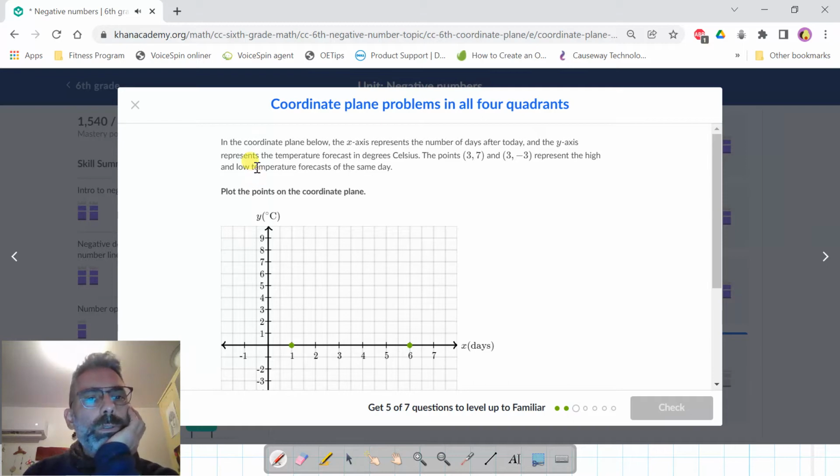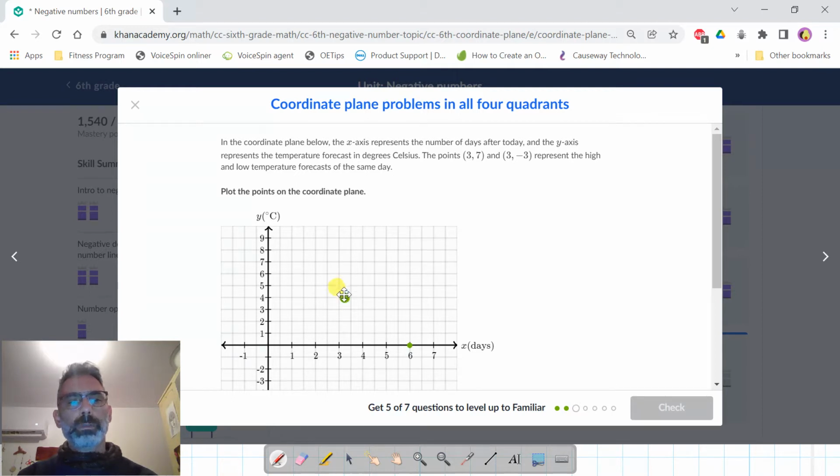Okay, in the coordinate plane below, the x-axis represents the number of days after today, and the y-axis represents the temperature forecast in degrees Celsius. The points (3, 7) and (3, -3) represent the high and low temperature forecasts of the same day. Okay, so let's plot the points.